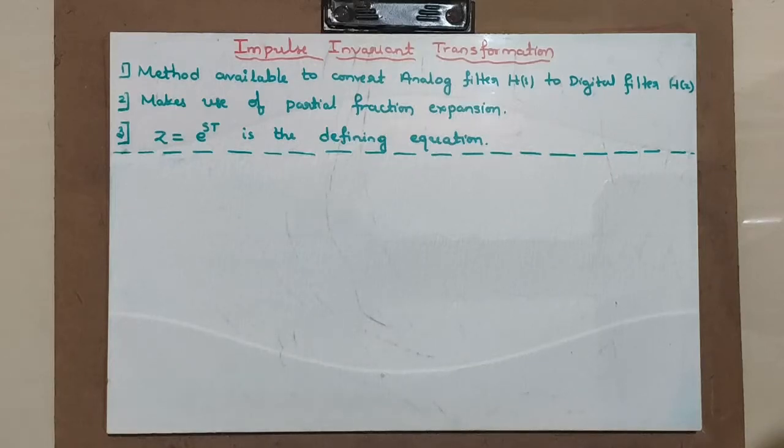Hello students, in this video session let us understand impulse invariant transformation. This is another method available apart from bilinear transformation which you have already understood. This is a method available to convert analog filter H of S into digital filter H of Z.